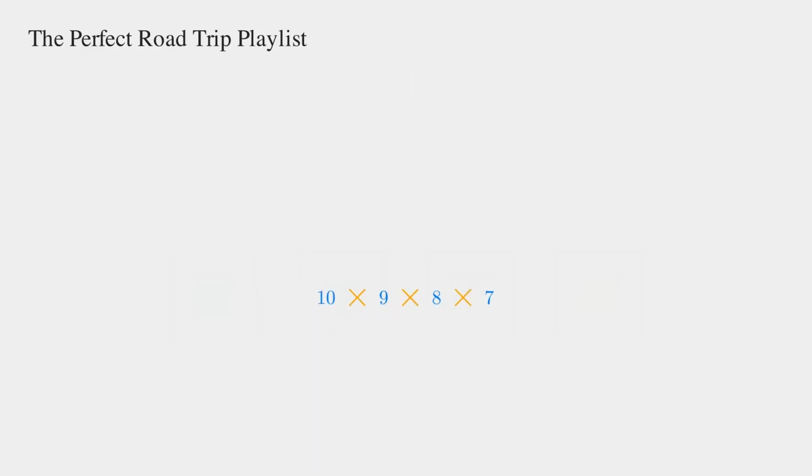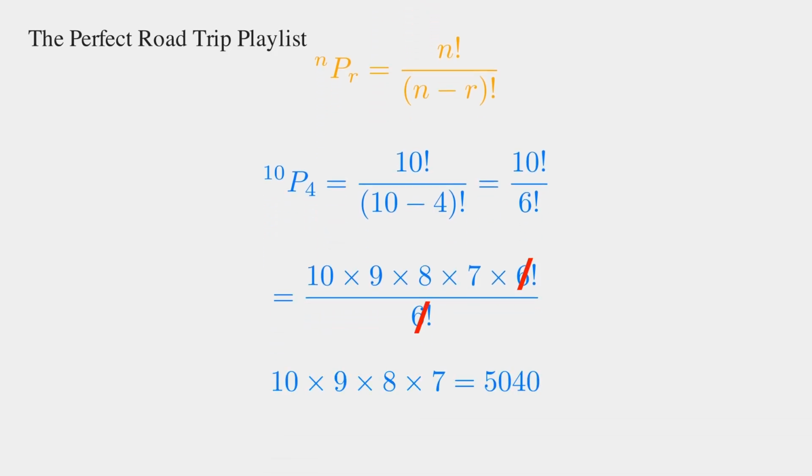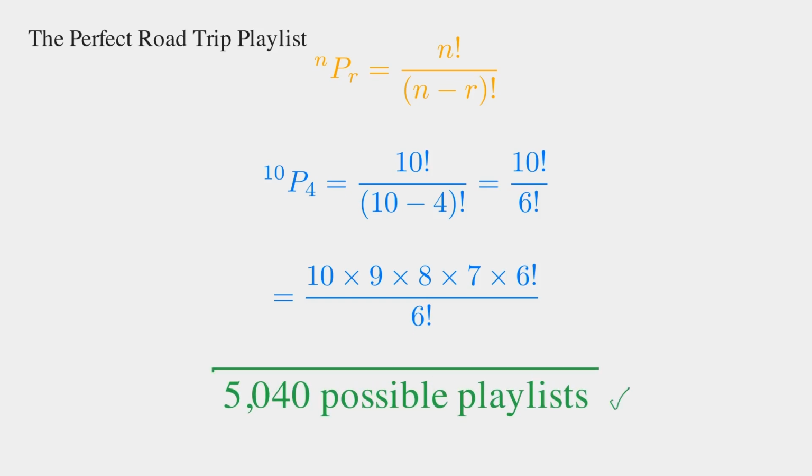This calculation is formally known as a permutation, written as 10P4. The formula is nPr equals n factorial over n minus r factorial. Plugging in our numbers, we get 10 factorial divided by 10 minus 4 factorial, which is 10 factorial over 6 factorial. When we expand this, the 6 factorial in the numerator and denominator cancels out, leaving us with exactly what we started with, 10 times 9 times 8 times 7. This gives us a massive 5,040 possible playlists.